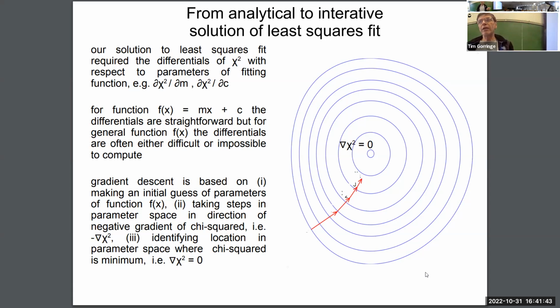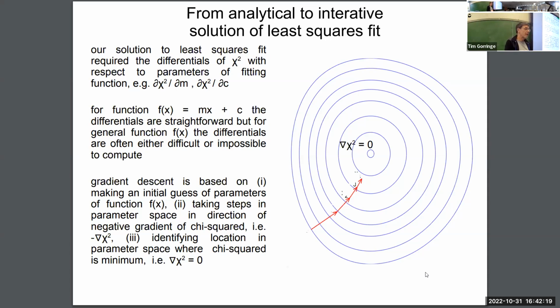And so in gradient descent, there are conceptually three steps. The first thing to do is imagine a kind of landscape of chi-squared. So chi-squared, which is the square of the residuals, the difference between your function and your data points squared, is some sort of function of the parameters of the model.